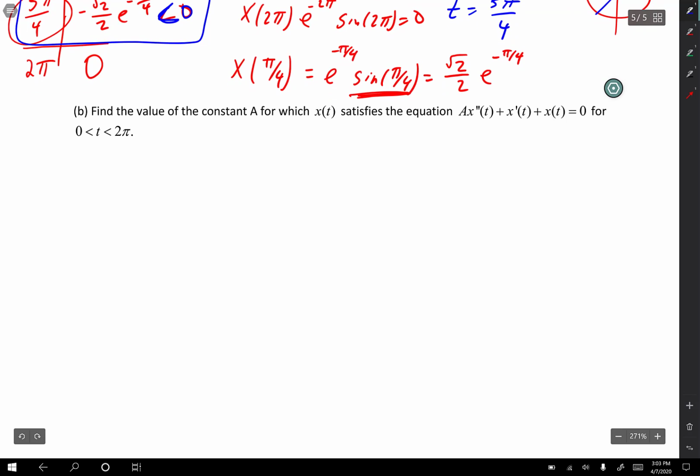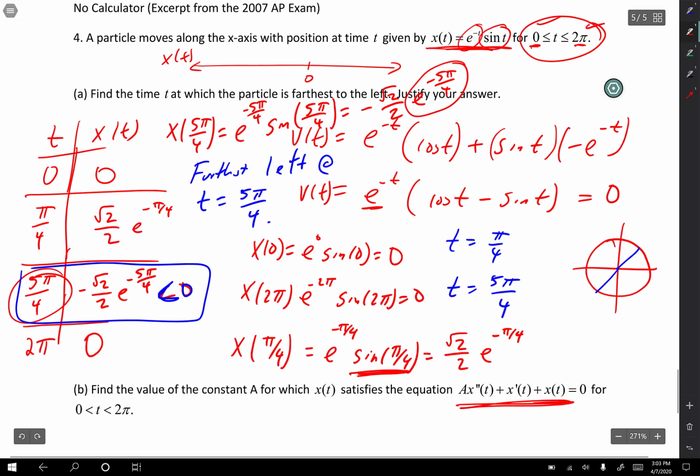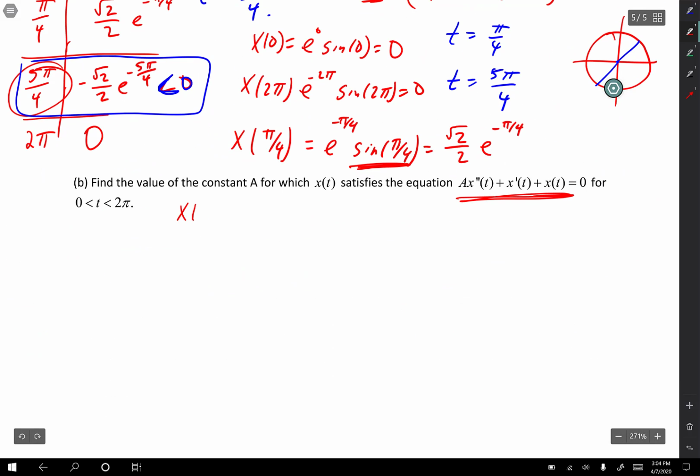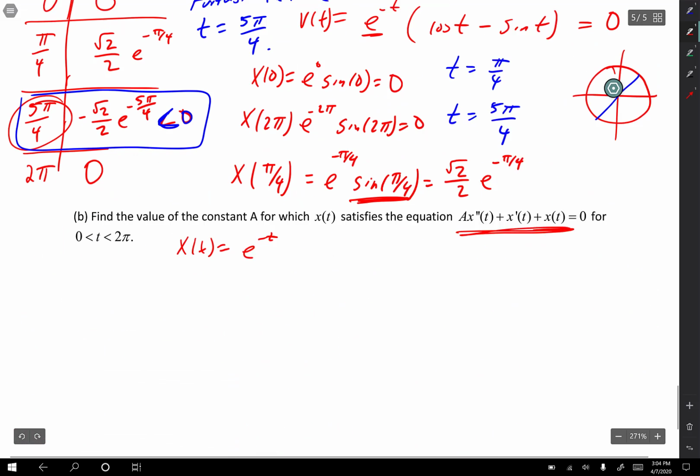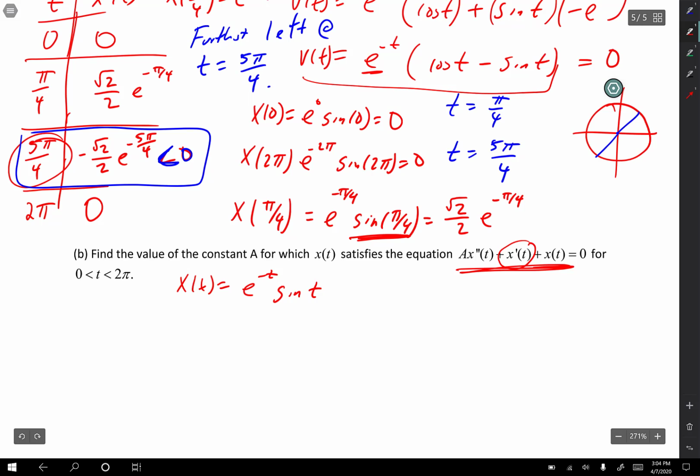Find the value of the constant a for which x of t satisfies the equation. So I just want to satisfy this equation. That's all I want to do. I already know what x of t is. x of t is e to the negative t times sine t. I already know what the first derivative is because I have it right here. So x prime of t is e to the negative t times cosine t minus sine t.